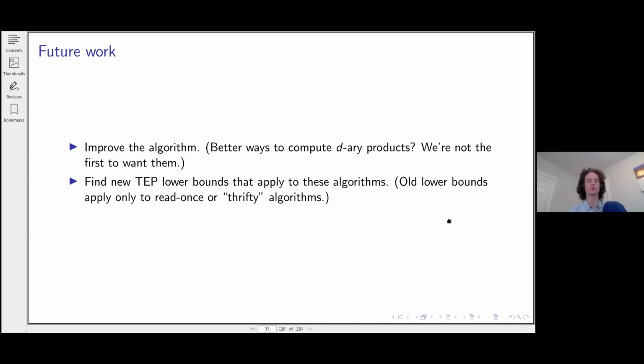So it would be nice to come up with new kinds of lower bounds where even if they don't necessarily yet apply to all branching programs, at least maybe we extend them so that this kind of algorithm is covered by them. Okay, so that's everything I wanted to talk about. Thank you.